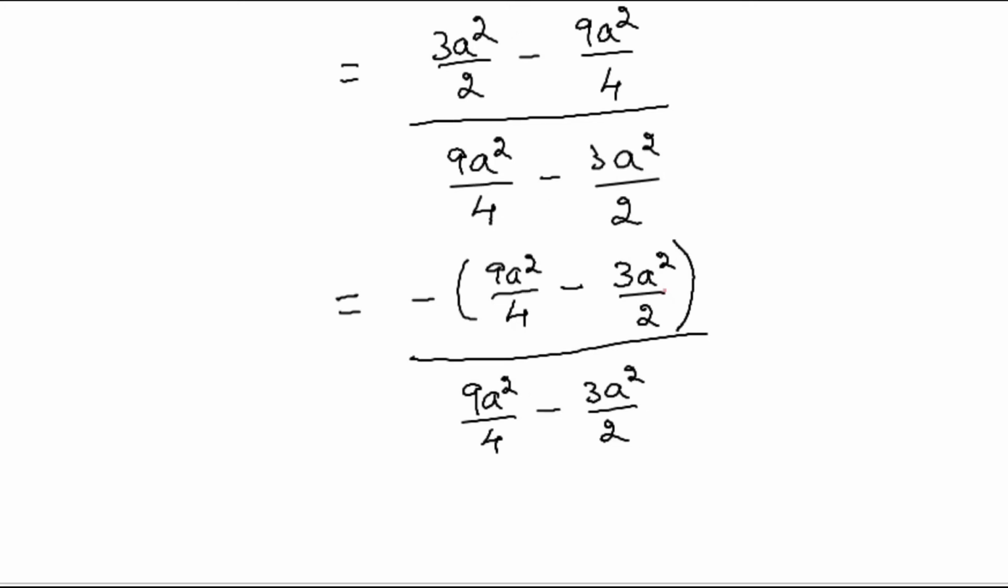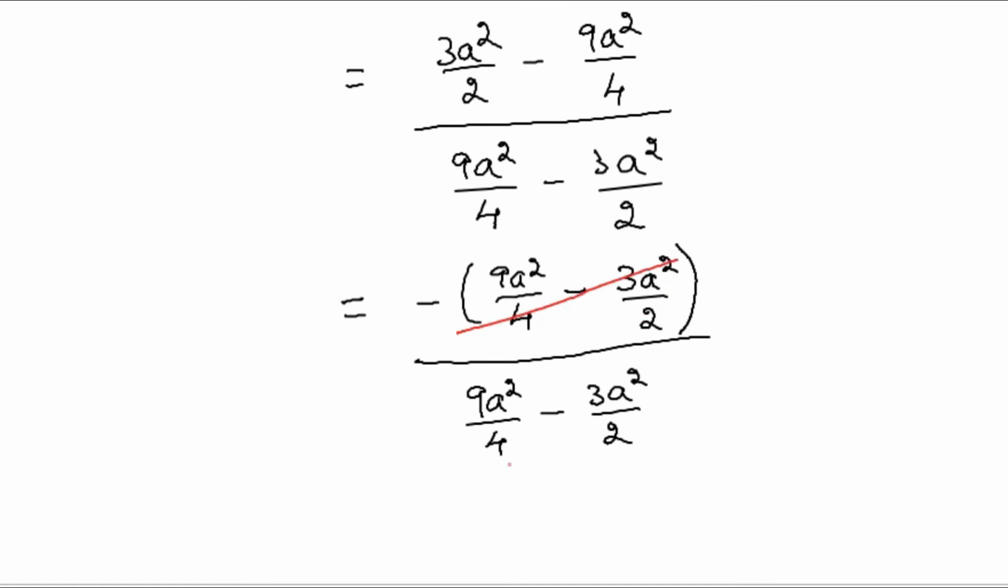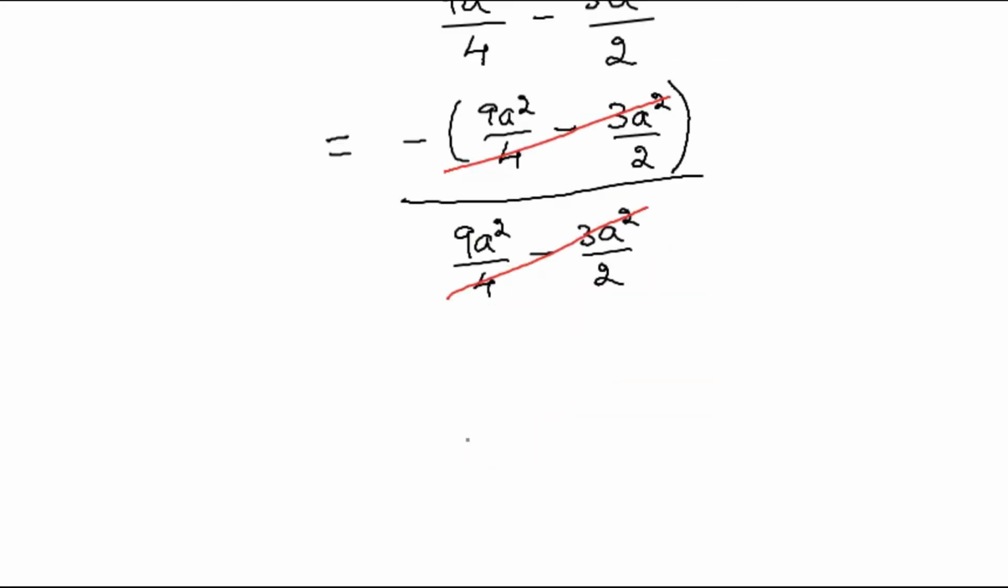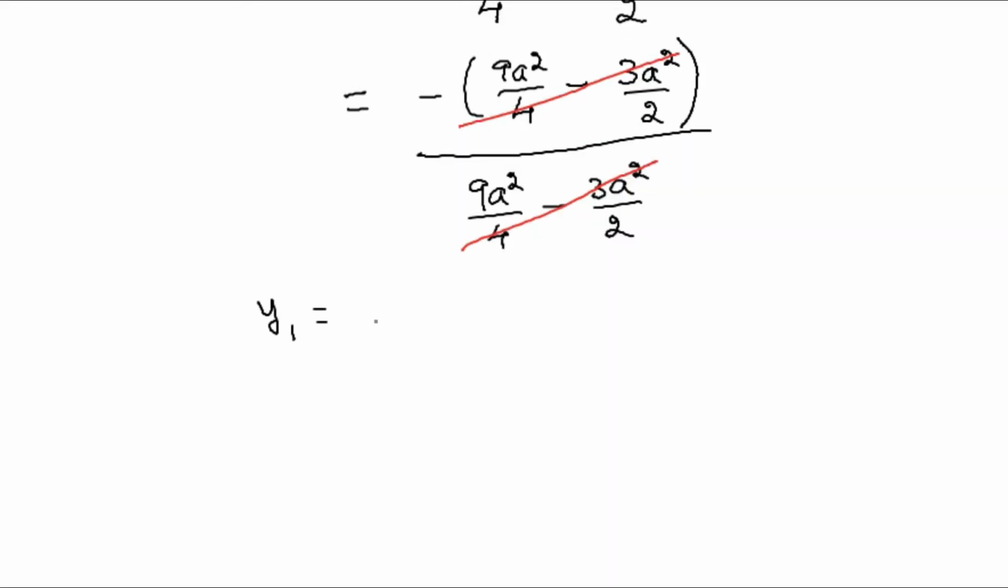So we see that this numerator and denominator will cancel out. So therefore you have got the value of y1 at the point 3a by 2, 3a by 2 to be minus of 1. So that's the first value we obtained. Let us take this as equation number 3.